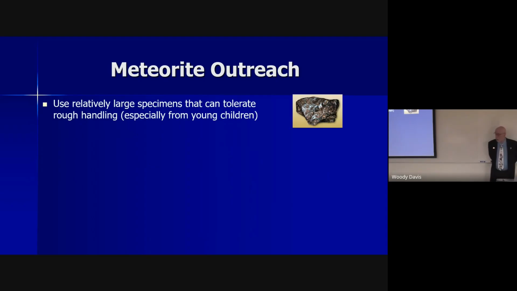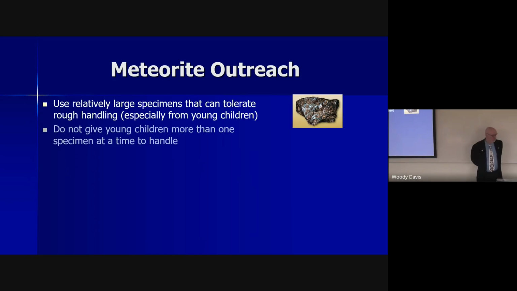So what I recommend is using relatively large specimens that can tolerate relatively rough handling, especially from young children. And also I recommend not giving them more than one specimen at a time to handle. Because what do kids like to do when they have two meteorites together? They like to go punch, punch, crunch, which is generally not good for your specimens.